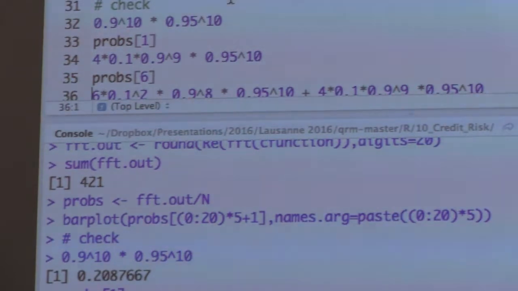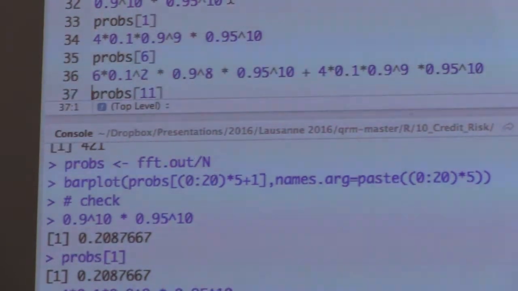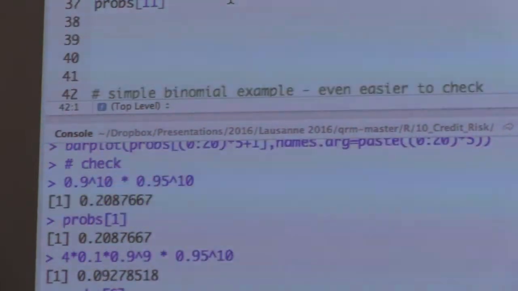How do I lose 10 million? Well, then it gets more complicated. To lose 10 million, I could lose one of the guys I lent 10 million to, or I could lose 2 of the guys that I lent 5 million to. So you do the combinatorics. Anyway, it works.